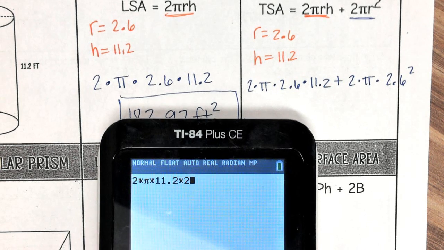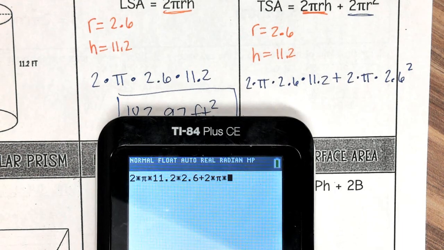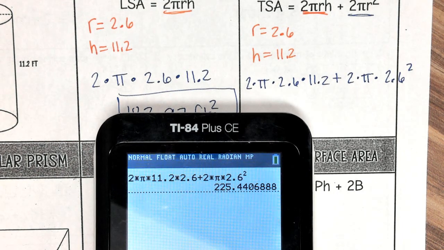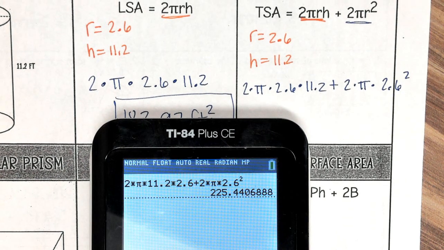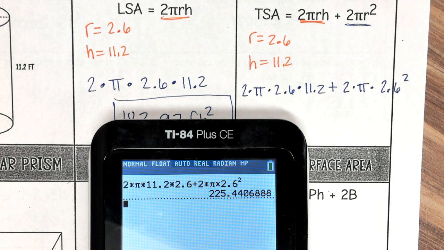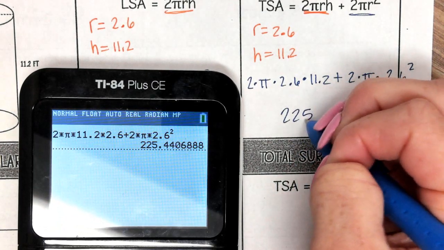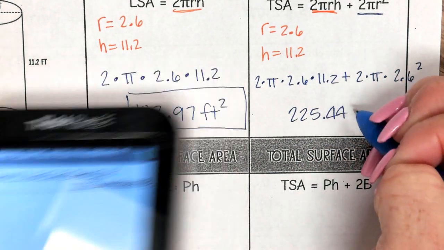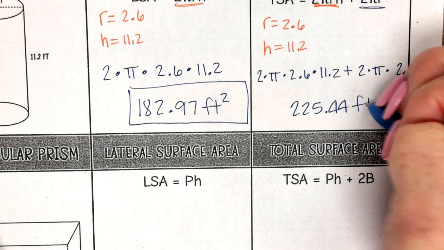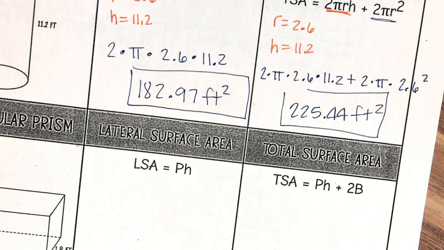Oh, I left my r out. Make sure y'all got the same answer as me. Make sure I put it in right. Yes or no? Okay. Round to the hundredths place. That's 225.44 feet squared. Any questions on cylinders? Cylinders are super easy.